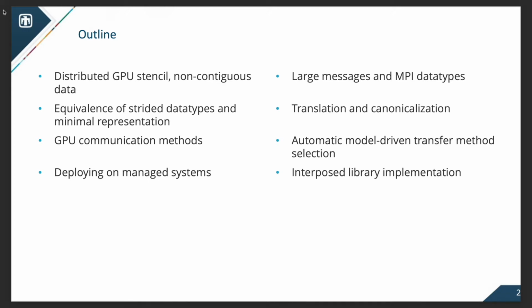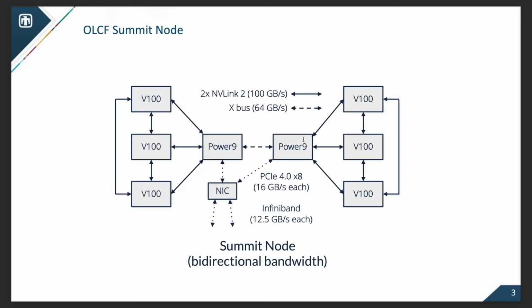Thirdly, we observe that the GPU communication methods are not all created equal. That is to say, there's different ways to get the data from the GPU to the CPU or between GPUs. And we develop a simple performance model to automatically determine that for each individual MPI communication call. And then the final piece of the puzzle is how you actually evaluate these changes on a real system. And so we create an Interposed library implementation that we can evaluate on the Summit system at Oak Ridge National Lab.